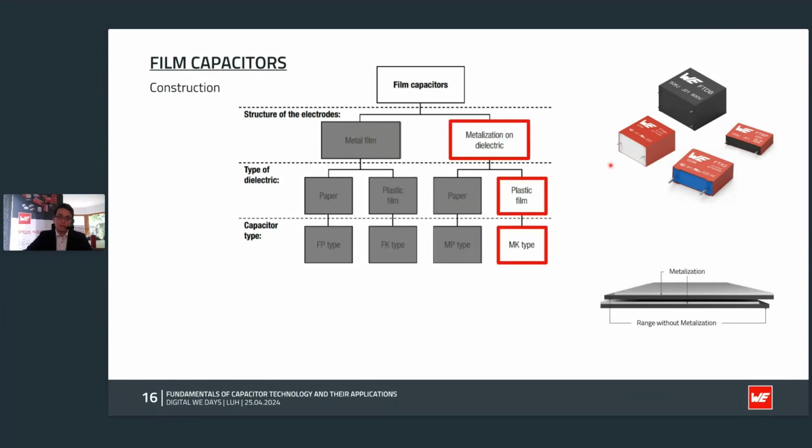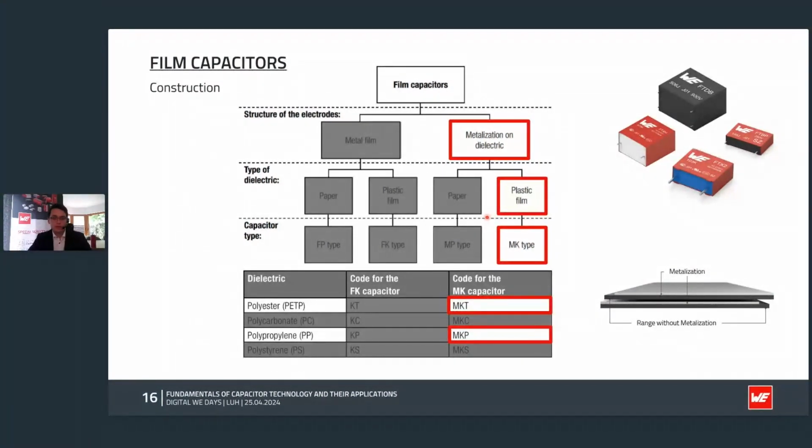And if we talk about metallization on dielectric, then you can apply the metallization on the plastic film. I show it here on the right hand side. You can see the black one is the dielectric material, and on top of it you have the metallization, which leads to the big benefit that you have really thin layers, which allows you to reach high capacitance in the same volume. This one is an example for plastic film, and you can also have it with paper film.